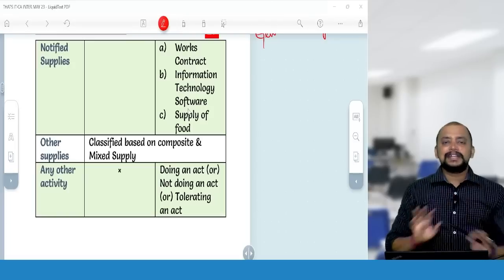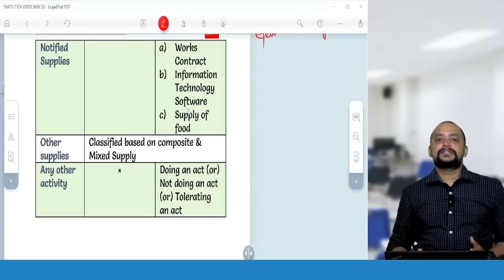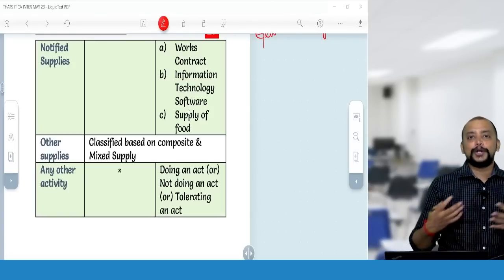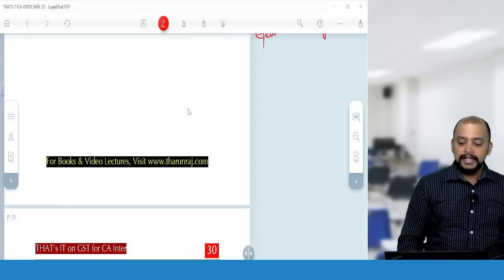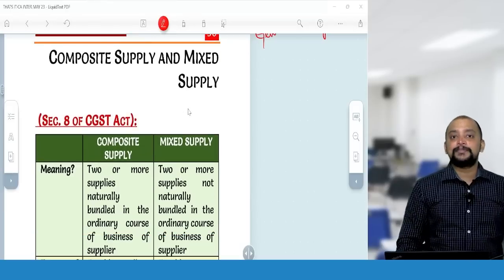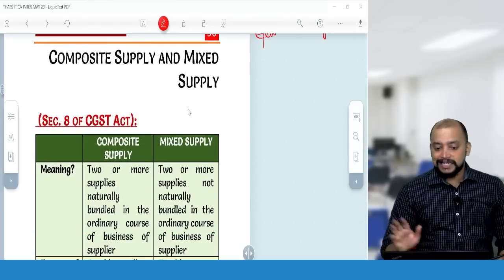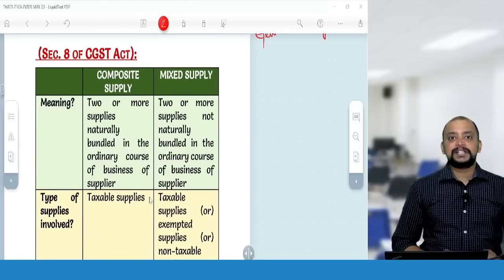Apart from that, any other activity will come under supply of service, under the category of doing an act, not doing an act, or tolerating an act. Then composite supply and mixed supply are given in section 8. So what is a composite supply and mixed supply?